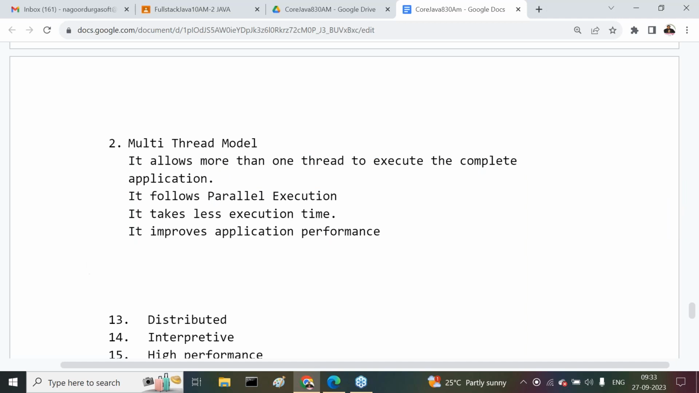Now I'm giving one conclusion, guys. Try to understand it clearly. Java is following the multi-thread model. It's very clear. When Java is following the multi-thread model, automatically the Java programming language is a multi-threaded programming language.